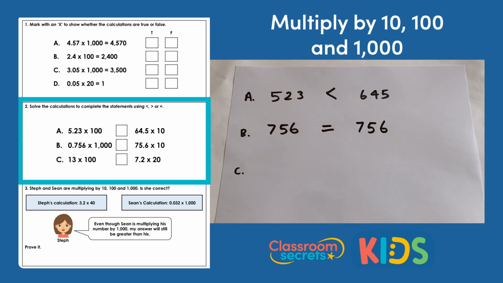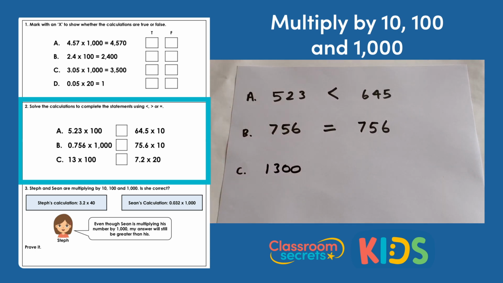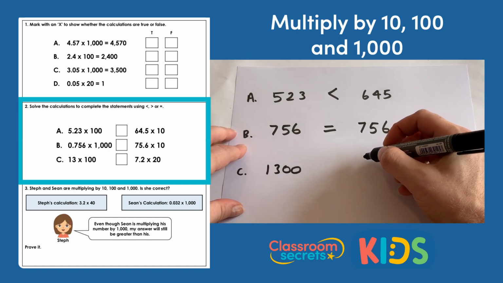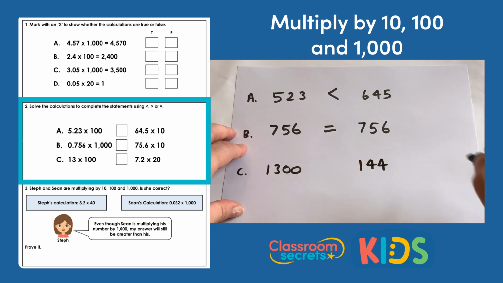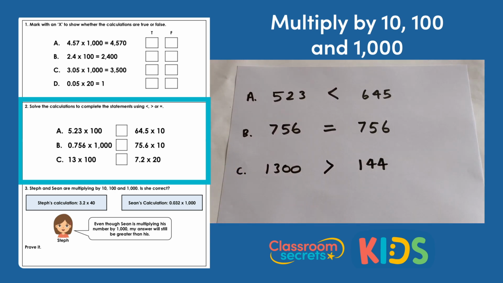For C, 13 multiplied by 100 means the digits 1 and 3 there, which are in the tens and ones, will move to the left 2 columns to make 1,300. And 7.2 multiplied by 20, if you multiply it by 10 first, that would mean the digits will move to the left one column to make 72, and then you would double that, and also multiply it by 20, that would make 144, which would mean 1,300 is greater than 144.